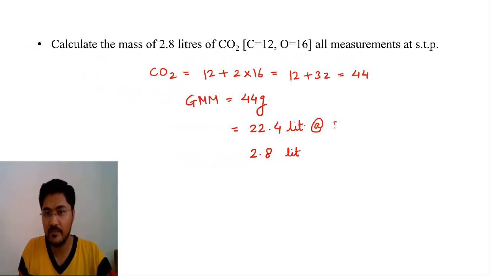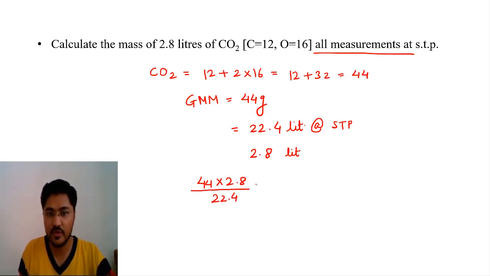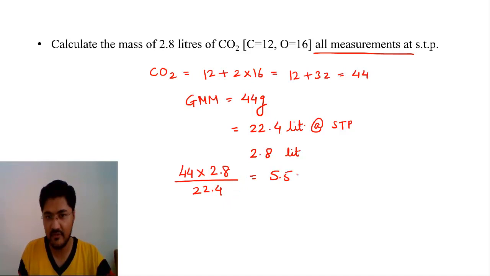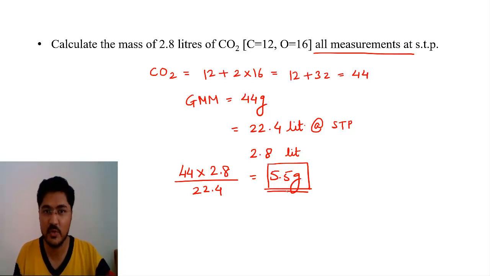As we already know, this will be at S.T.P., and the question states that everything is at S.T.P. So just cross multiply: 44 into 2.8 divided by 22.4. This will give you the desired answer, which comes out to be 5.5 grams. Let's see the next numerical.